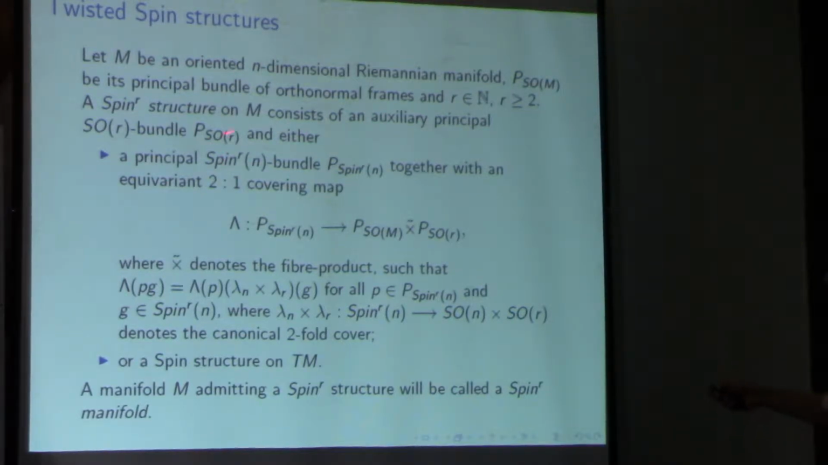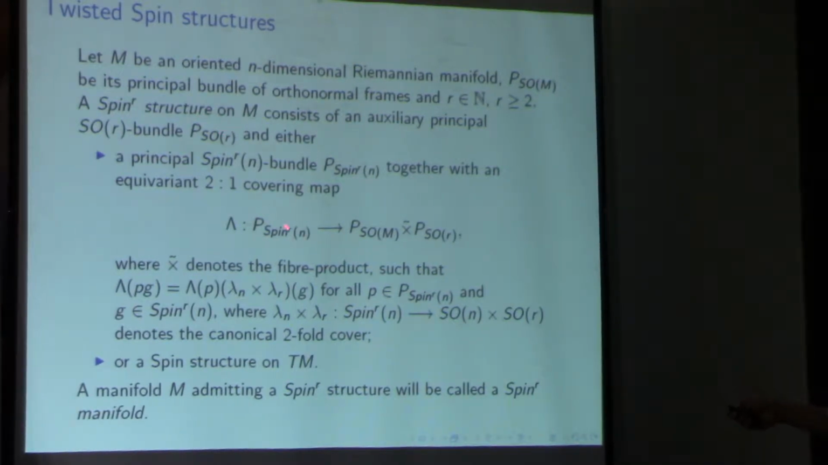How do you globalize? This is what I was hinting at. You have an oriented n-dimensional Riemannian manifold. You have the principal bundle of orthonormal frames. Take an R greater than or equal to, a Spin^R structure on it, which consists of an auxiliary bundle, and either of these two things.